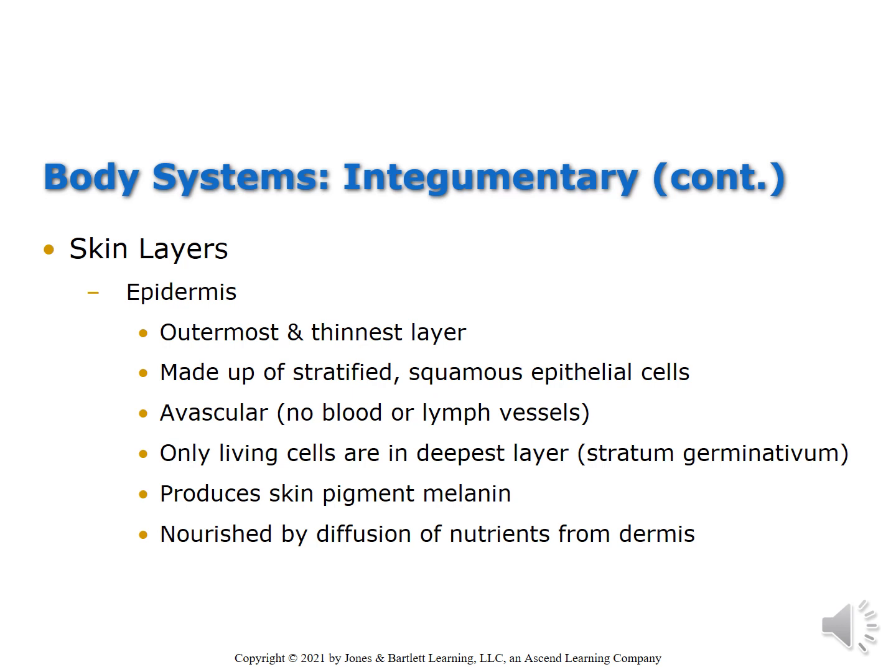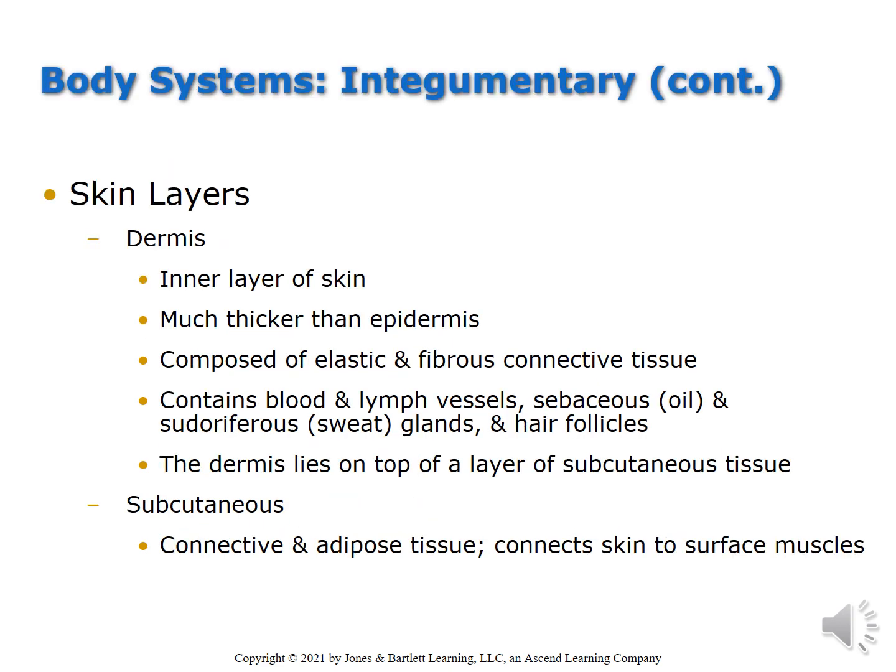It produces pigments such as melanin and keratin, which are important for functions of the skin, as opposed to the dermis, which is the inner, or I really like to say middle, layer, which is composed of all the structures that we just talked about. And the subcutaneous layer, which is connective and adipose tissue, is sometimes called the hypodermis as well, depending on what textbook you're reading.